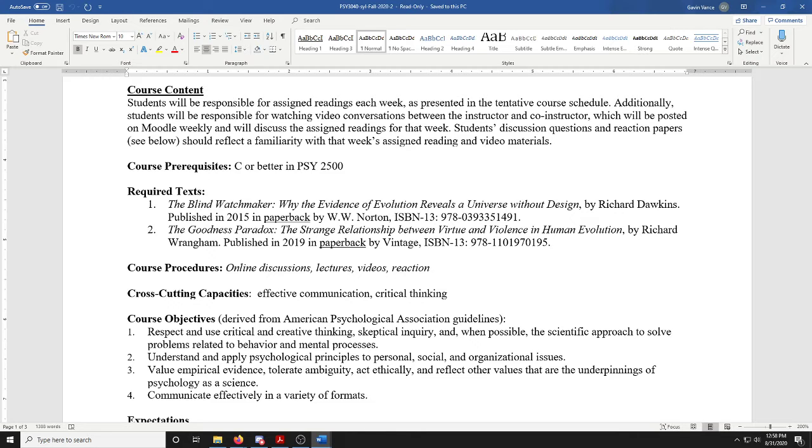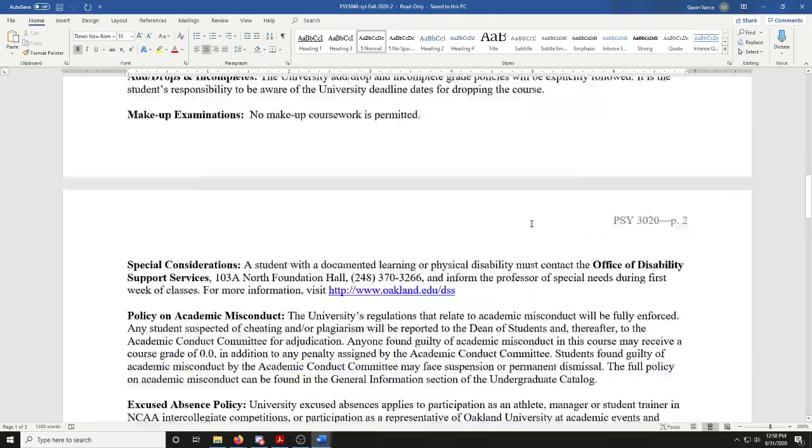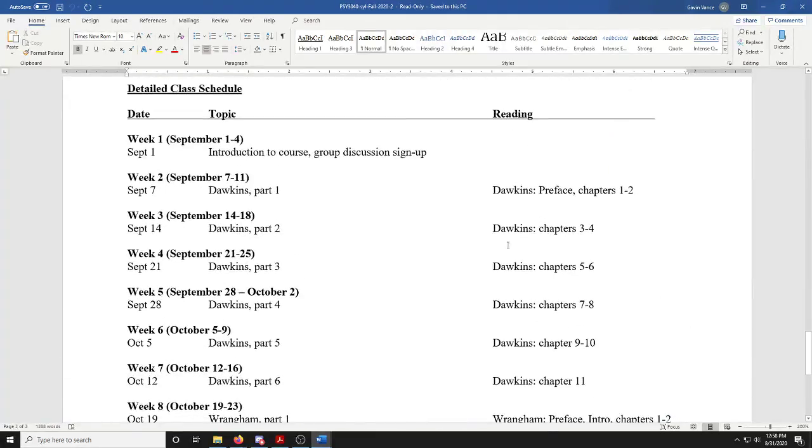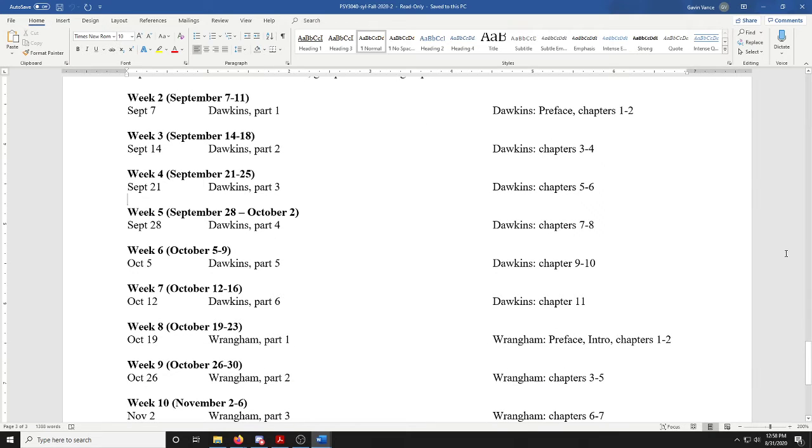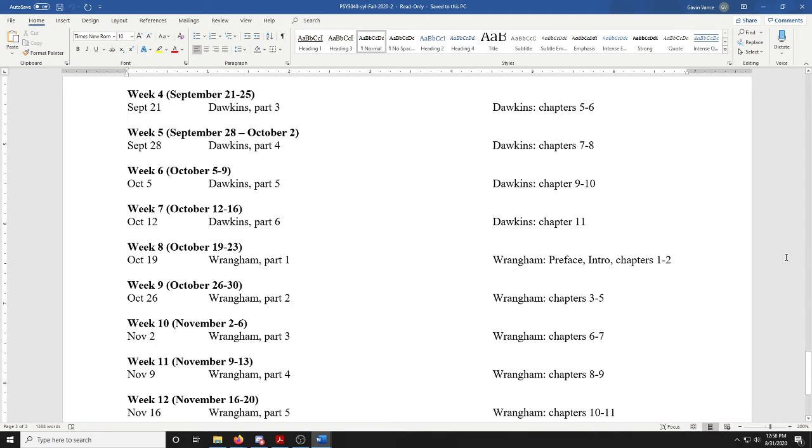Okay, so if you'll see on the detailed schedule, you'll see that we're in week 1. Week 2 will start, who knows exactly when it starts, but basically it's next week. And we will cover the preface to his book, so please do read that, and chapters 1 and 2. Okay? And then you'll see that week 3, we cover chapters 3 and 4. Week 4, we cover chapters 5 and 6. Week 5, we cover 7 and 8. Week 6, 9 and 10. And week 7, we wrap it up, covering chapter 11.